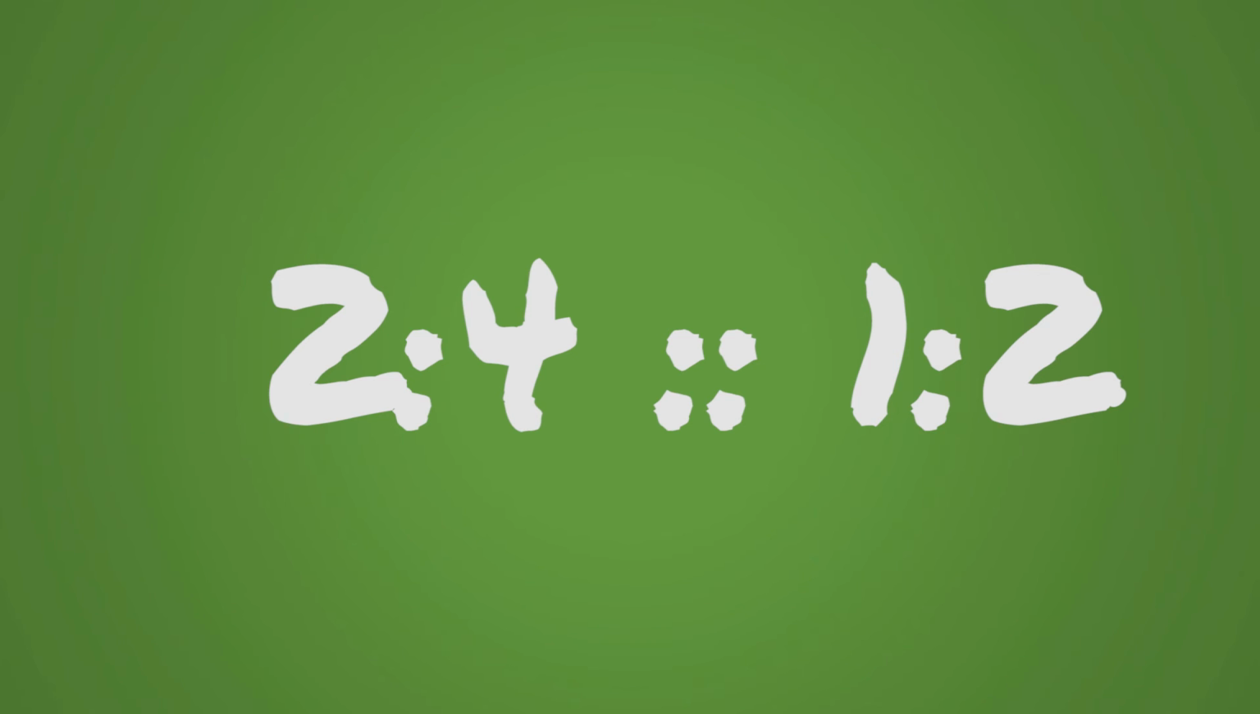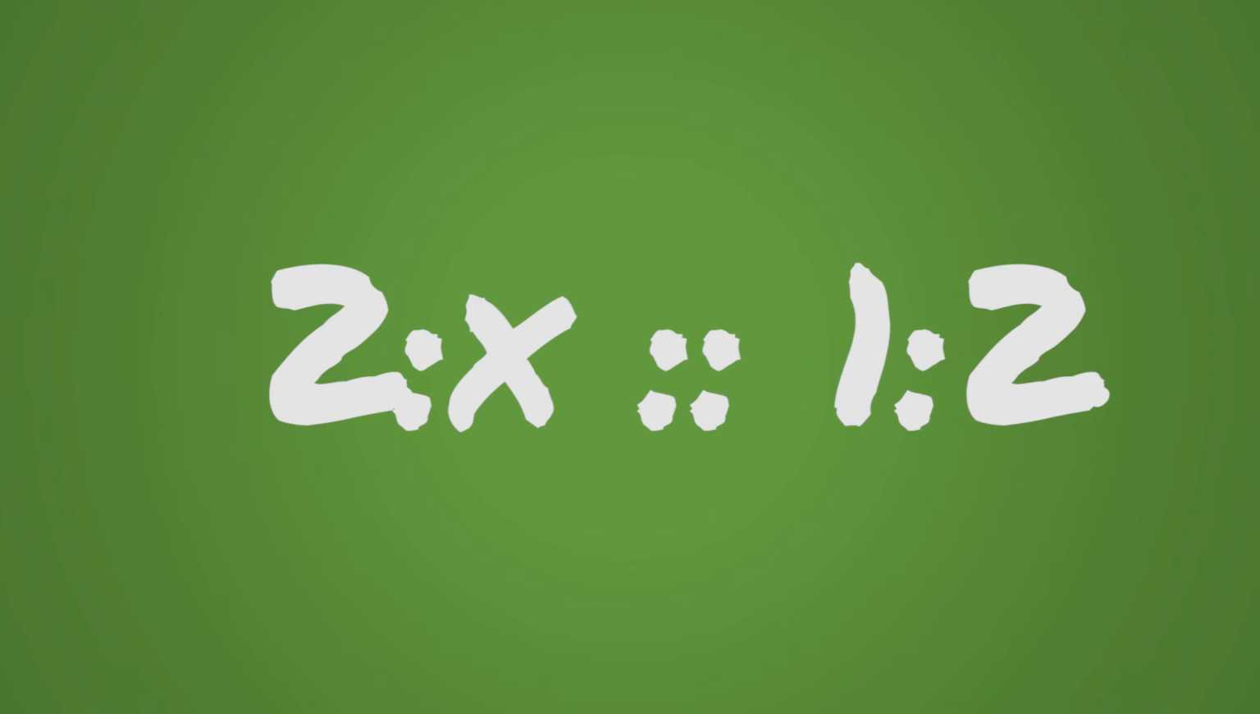So over here, 2 is to 4 as 1 is to 2. Here, 2 times 2 is 4 and 4 times 1 is also 4. Now if we had an x in place of 4 and we had to find x, what would we do?